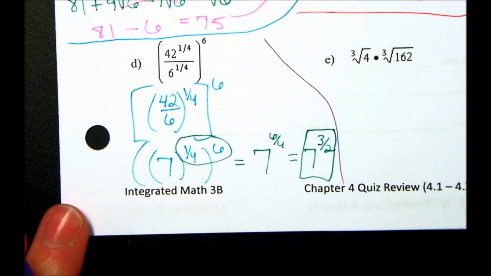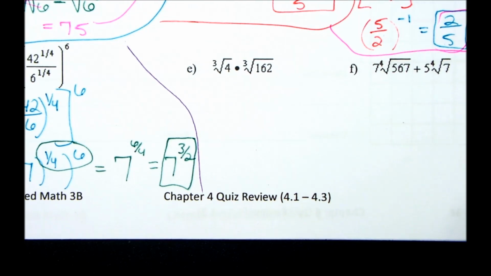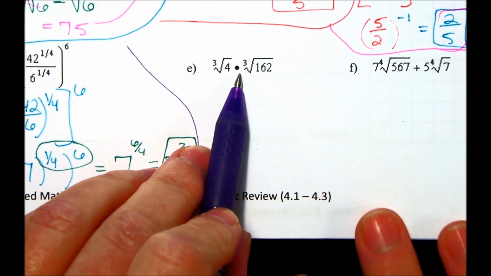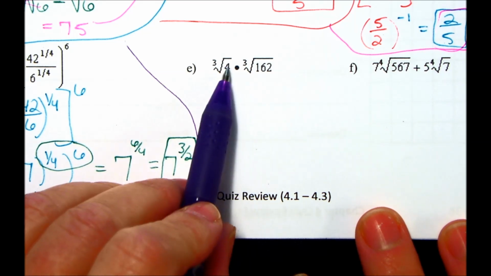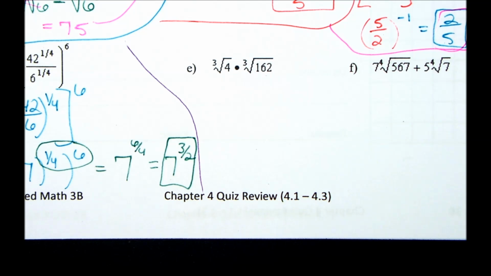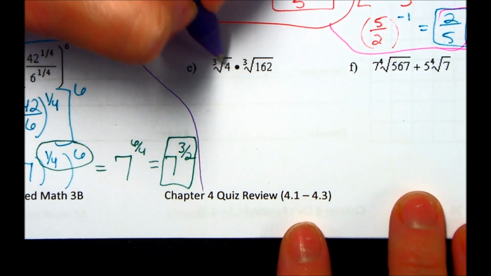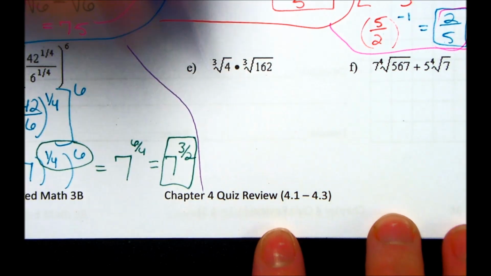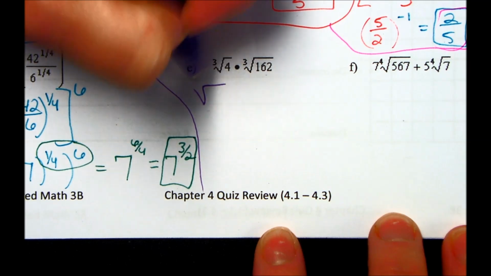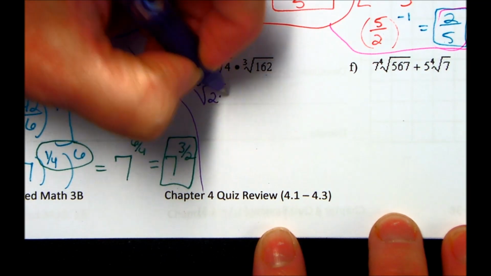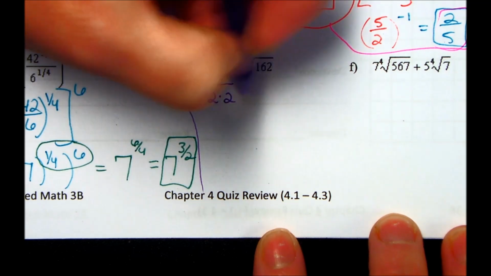Okay, moving right along. With letter E, you have 2 cubed roots being multiplied together. You could start by multiplying these numbers underneath together, or you could start by factoring, because what we need is something to the 3rd power. We need perfect cubes to simplify this. 4 is not a perfect cube. However, 4 does factor into 2 times 2.